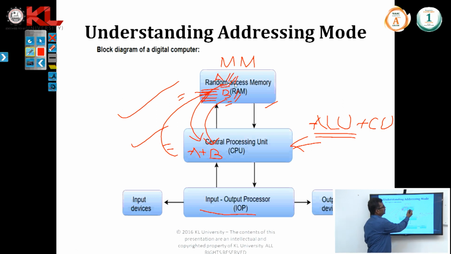Sometimes A and B may be available in the memory, sometimes those data or operands may be available inside the register unit present inside the CPU or processor, or sometimes they may be present somewhere else. So the CPU needs a proper way or mechanism to locate or identify those variables, operands or data.